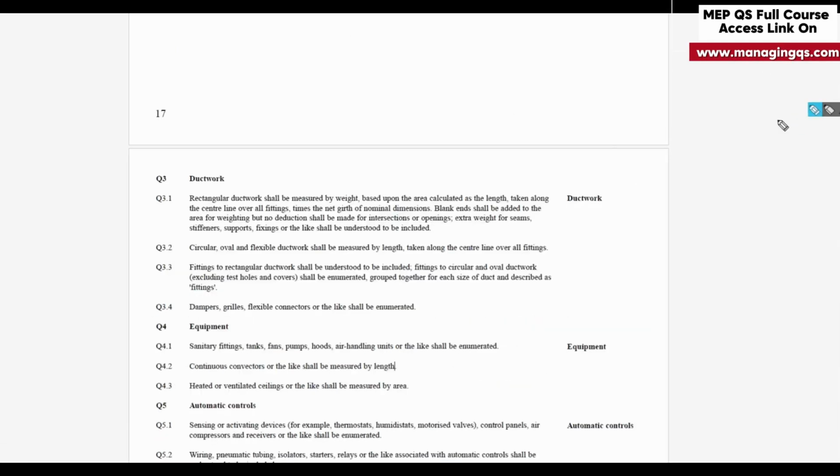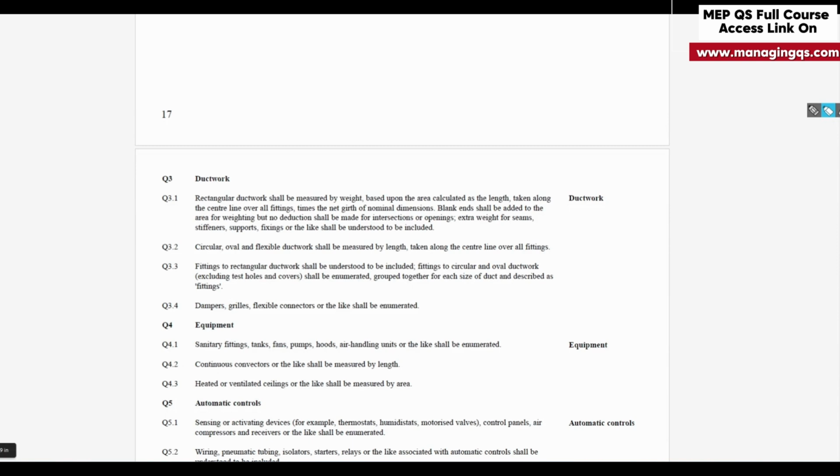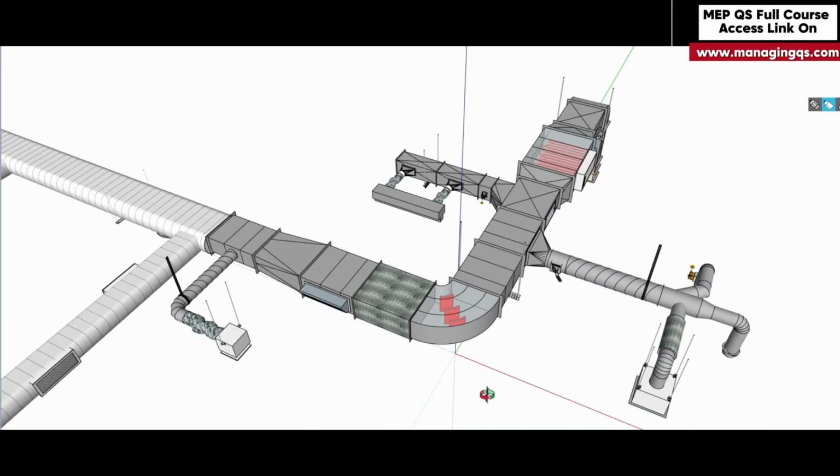Under this heading the POMI says there are 4 types of ductwork. The first one is the rectangular ductwork. The second one is circular ductwork. The third one is the oval ductwork. The fourth one is the flexible ductwork. So these are the 4 main types of ductwork mentioned in the POMI. Before we start the measurement rules of these types of duct, I will show these ducts through this 3D model. First we discuss the rectangular ductwork.